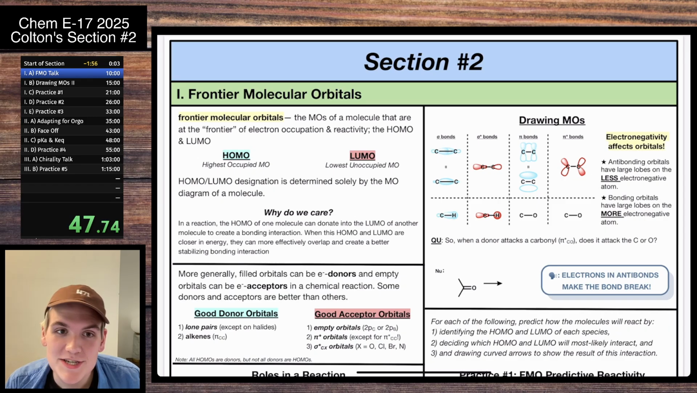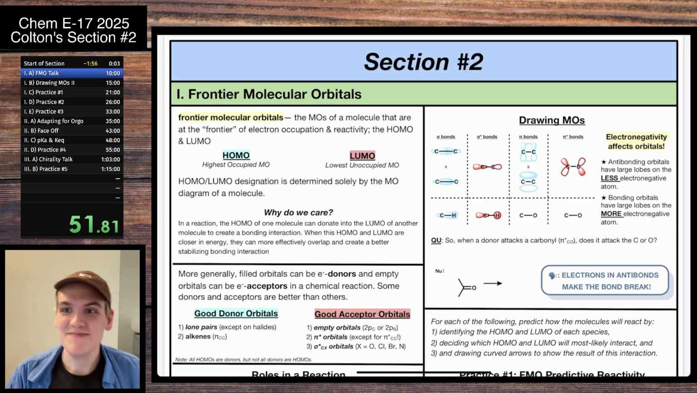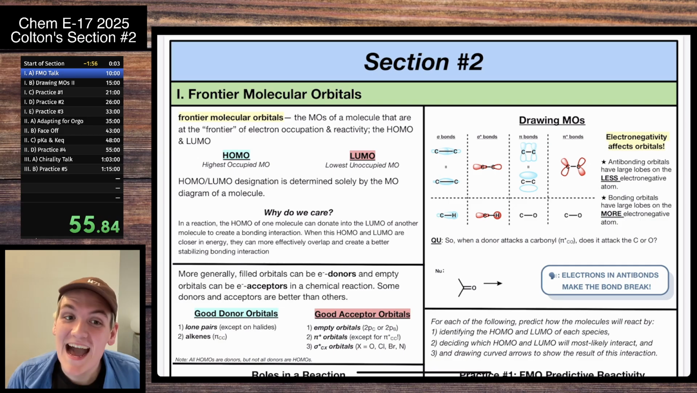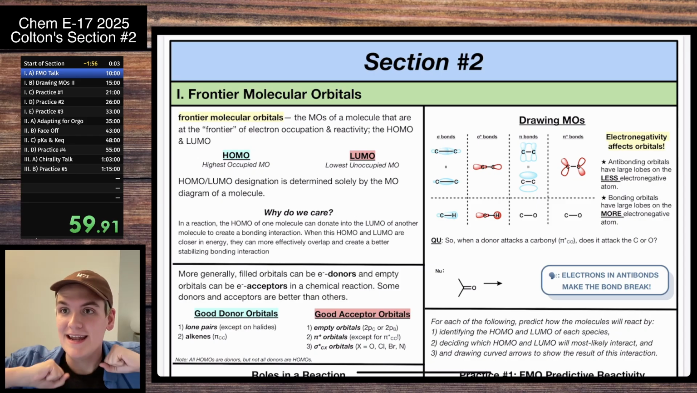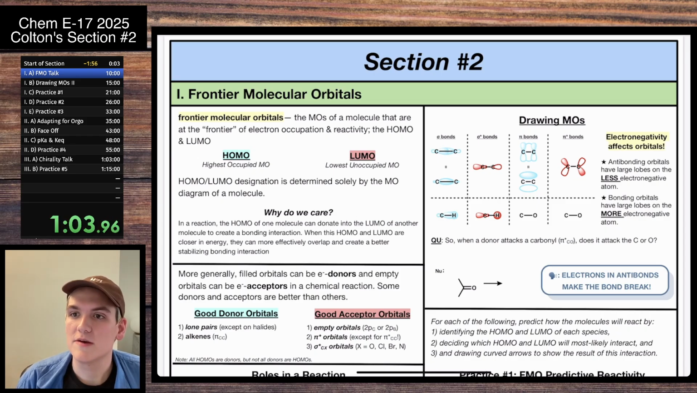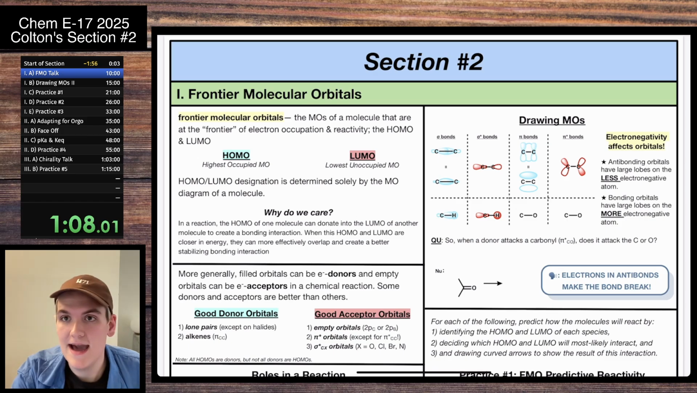My joke is always that you have to get really good at spotting HOMOs for organic chemistry, and you also need to get really good at spotting LUMOs. The HOMO is the highest occupied molecular orbital. It's the molecular orbital that's highest in energy and has electrons in it. The LUMO is the lowest unoccupied molecular orbital. It's the first one in your MO diagram that's just going to have a blank and is not going to have electrons filled in.